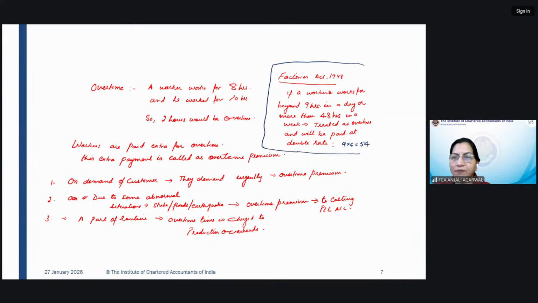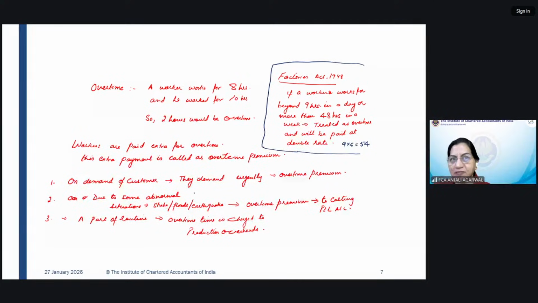So if you have paid 100 rupees per hour, you will pay overtime at the rate of 200 rupees per hour. But the premium is only the 100 rupees. The premium part, the amount over and above the normal rate, is considered as overtime premium.